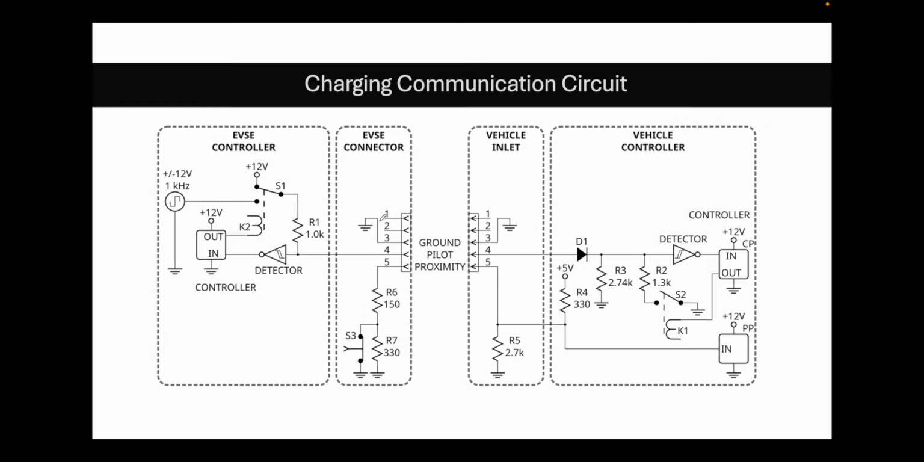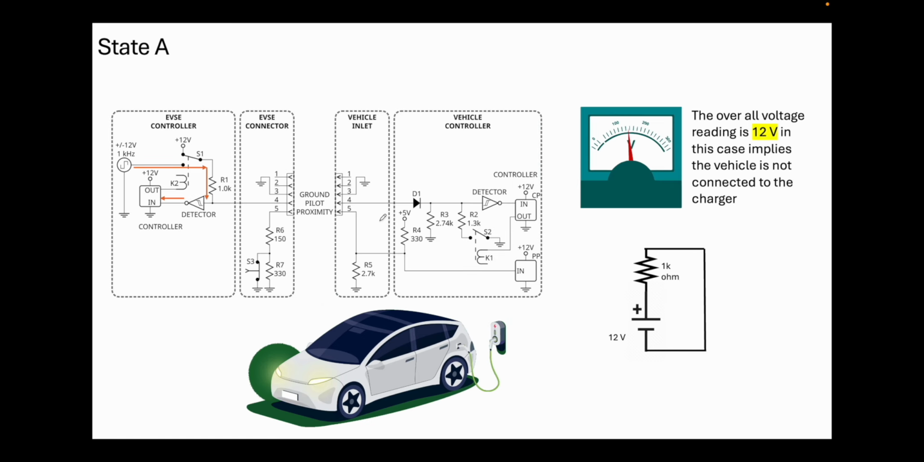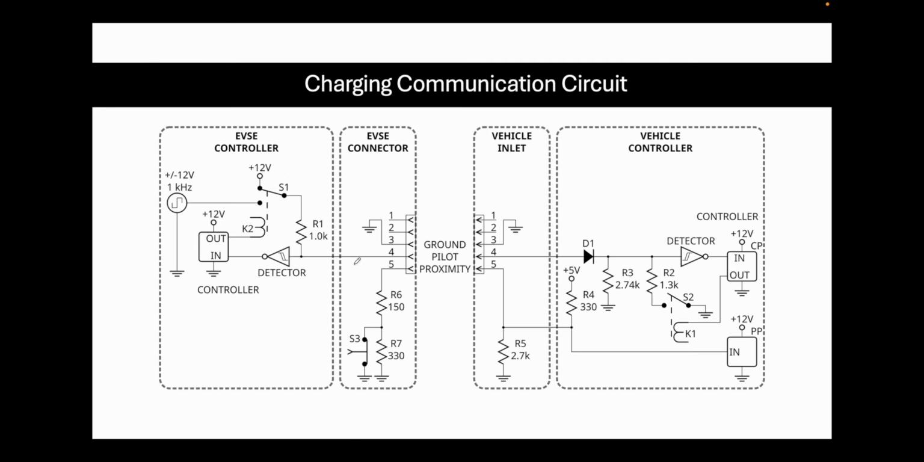So coming to the circuit diagram, how the control pilot or the overall circuit diagram looks like for the charger. So here you can see you have the EVSE controller. So basically this is the charger controller, and this is the EVSE connector. It is the port through which you connect it to the vehicle. Next is the vehicle inlet. So basically this is the inlet through which you put the charger inside. And again, then you will have a vehicle controller. So the vehicle controller is the end part of the entire circuitry.